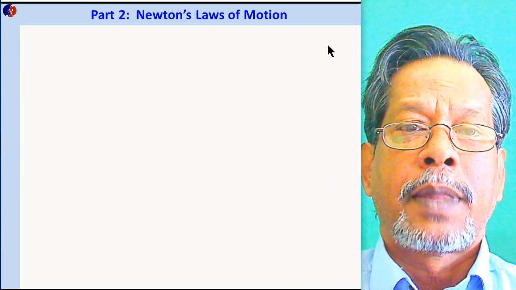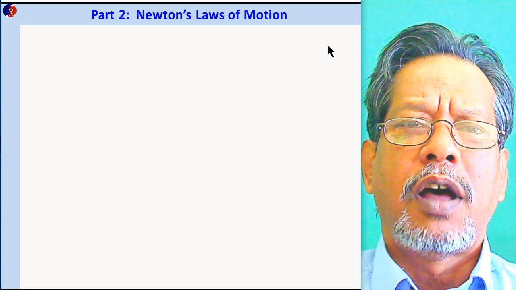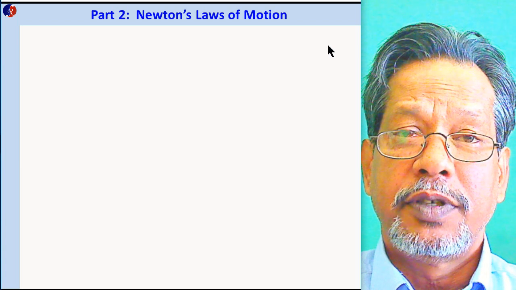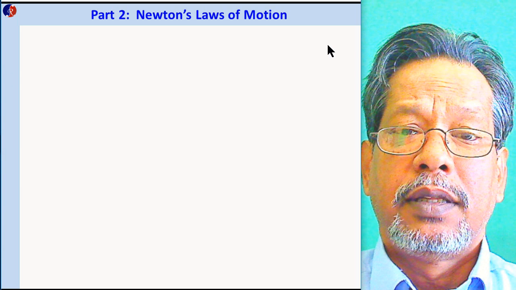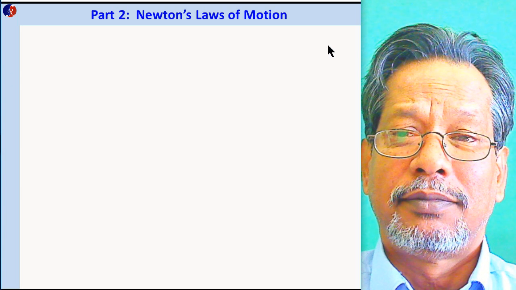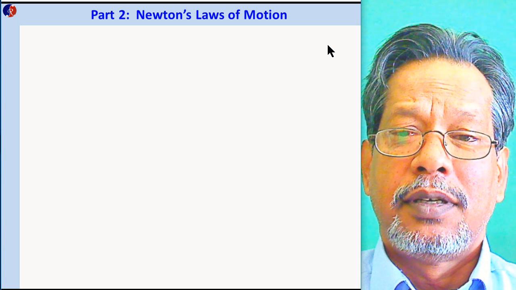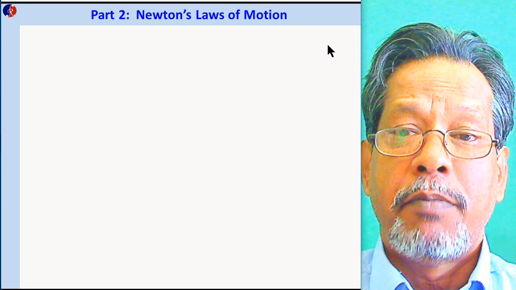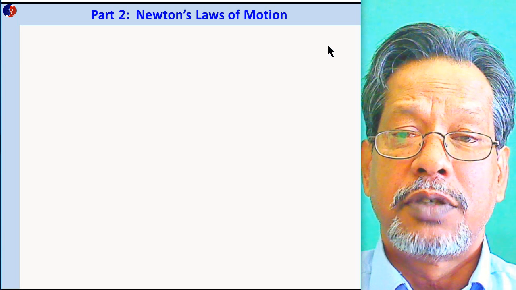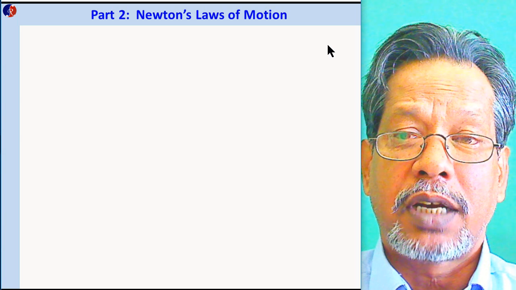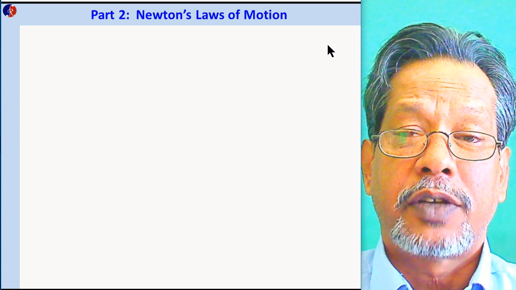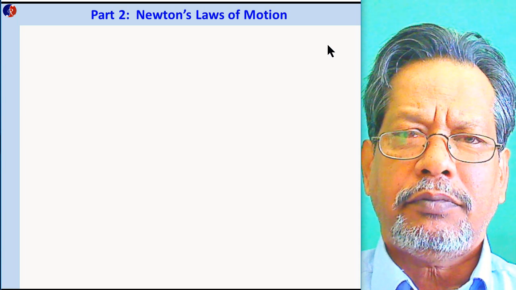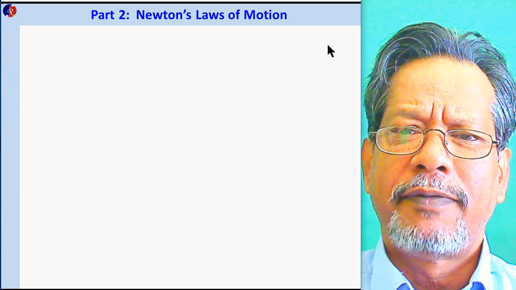Okay. Part 2. Newton's laws of motion. We will continue with Newton's laws of motion. First law, you saw that a body at rest stays at rest until and unless some external force is applied. A body in motion continues to move at a constant speed in a straight line until and unless some external force is applied. Then it changes, okay? Good. You can ask them questions like, okay, you are standing on the floor.